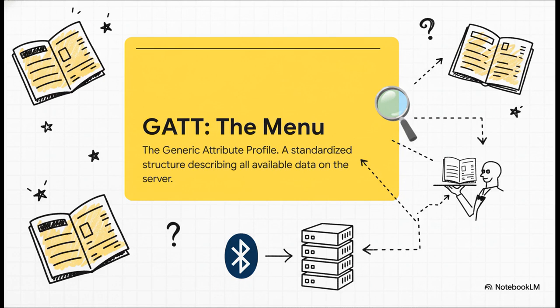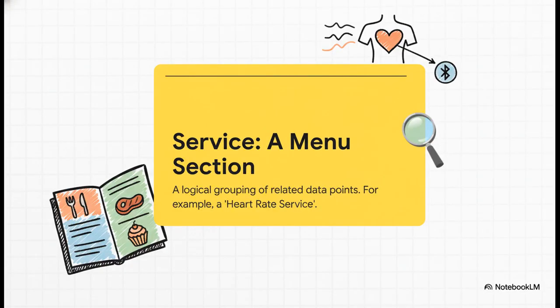It's the standard format that the server uses to list out every single piece of data it's willing to share. You know how a good menu is organized, right? You've got sections for appetizers, main courses, desserts. In GATT, these sections are called services. So a heart rate service, for example, just groups all the heart rate related data together in one place.